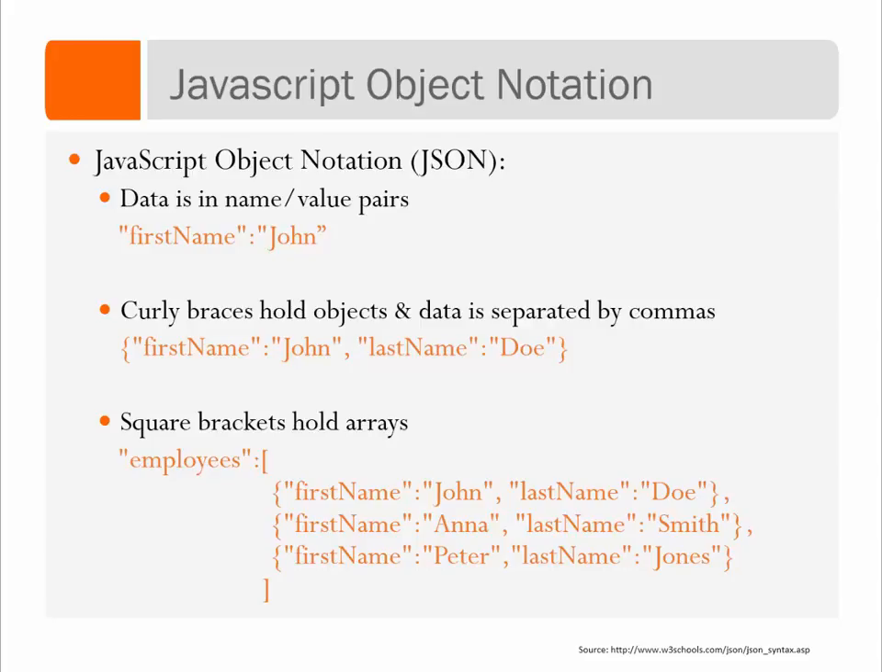So a third type are JSON files, JavaScript Object Notation. Basically, data is presented in name value pairs. So first name is the name of the field, and then John is the value, if you will. So we're pairing together the name, first name, and the value, John. Now with curly braces in JSON formatting, we can hold objects and data separated by commas.